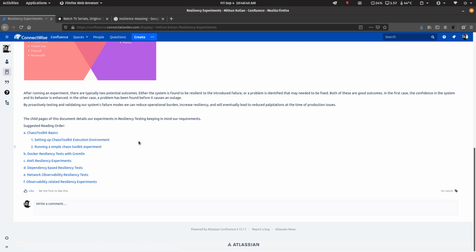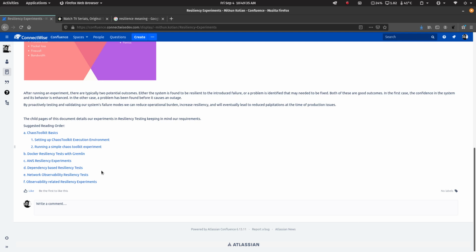I'll set up an execution environment, run a simple experiment and show it to you. Do a Docker resiliency test. I've mentioned it as Gremlin because I did a demo with Gremlin some 2 months back, and I have also done it with Docker for Chaos Toolkit, so I'll explain that as well. There's AWS resiliency, basically the infrastructure level stuff that I was talking about: shutting down instances, restarting the instances, taking out whole AZs and so on. That can be done using the AWS plugin inside Chaos Toolkit. Dependency based resiliency: I talked about microservices having dependencies between each other. How do we make sure that we compromise those dependencies between them and see what happens, right?